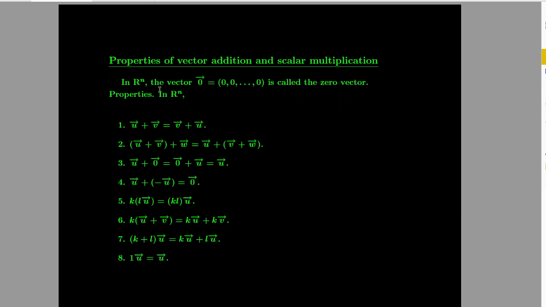You just imagine all the vectors are vectors in Rn. All the vectors are the vectors having n components. Or simplified, you just imagine all vectors are in R3. All vectors have 3 components. The first property says vector addition is commutative.